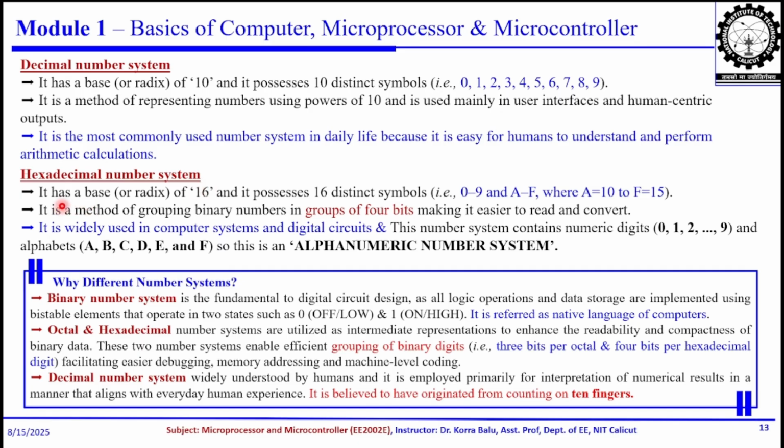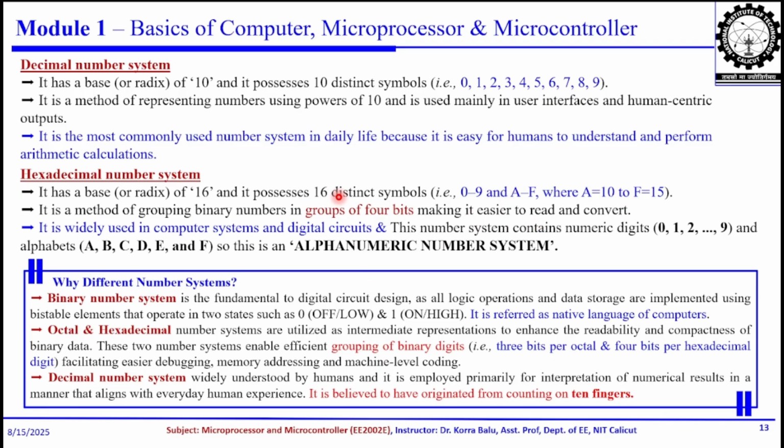If you miss the hexadecimal concept here, then you will face many problems in understanding the mnemonics or opcodes of the instruction set of any particular PIC microcontroller. So here it has a base or radix of 16 and it possesses 16 different symbols, 0 to 9 and A to F. This number system is also called the alphanumeric number system, because it has the numerical values 0 to 9 and the alphabetic values A to F.